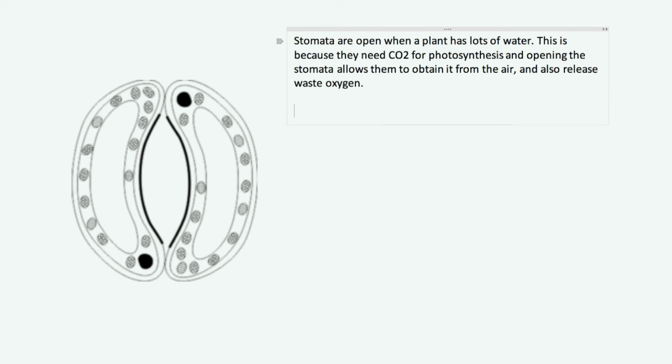Now, how does this work? Well, what happens is these cells have a thick wall, okay, on the inside and a thinner wall on the outside. Okay, so the guard cells have a thick inner wall and a thin outer wall, okay, giving them a kidney shape. Okay, so they're not just perfectly spherical, they've got this kidney shape, as you can see.